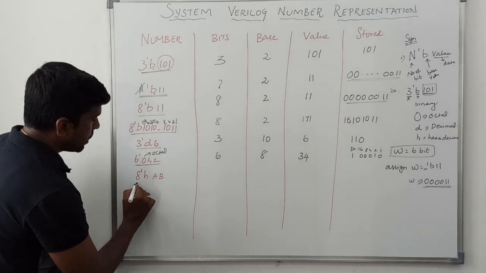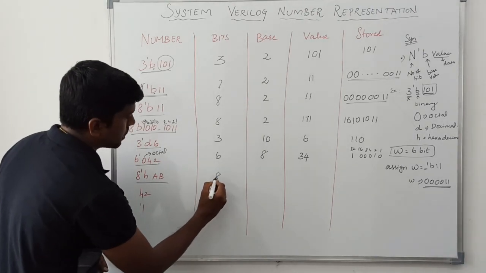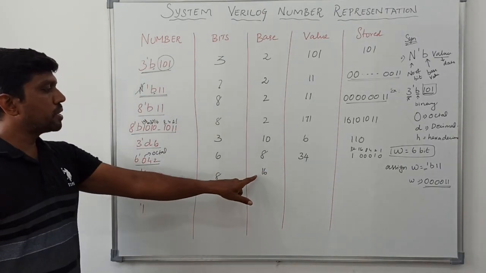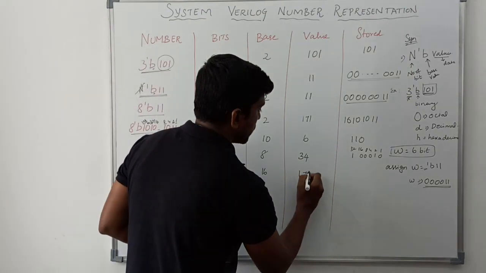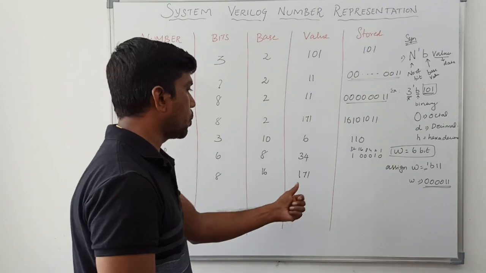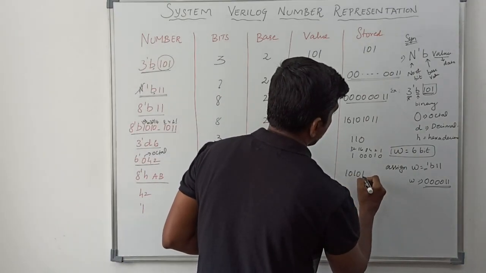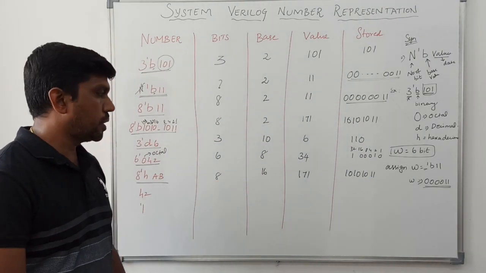The next one, 8 tick H AB. 8 is the number of bits. H represents hexadecimal, so the base is 16. Then AB, whose equivalent decimal number is 171. The equivalent binary number for 171 is 10101011.